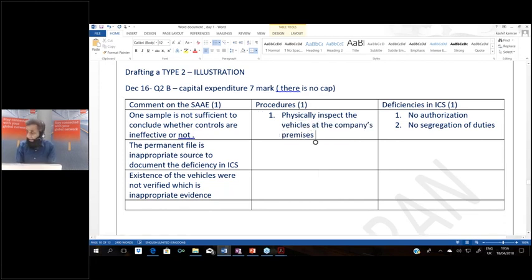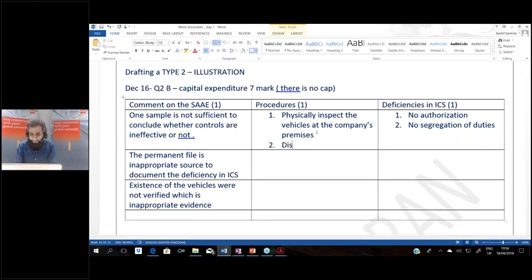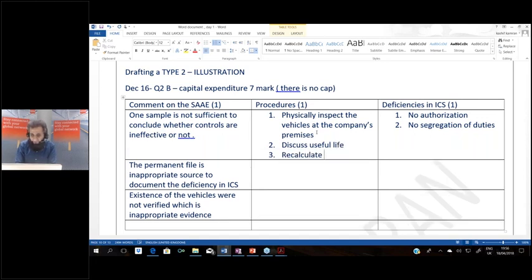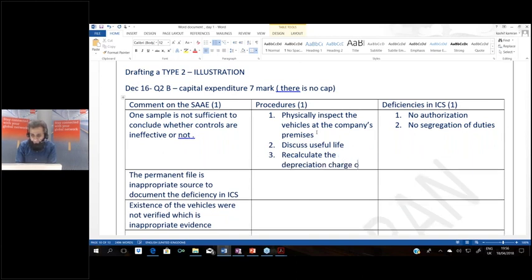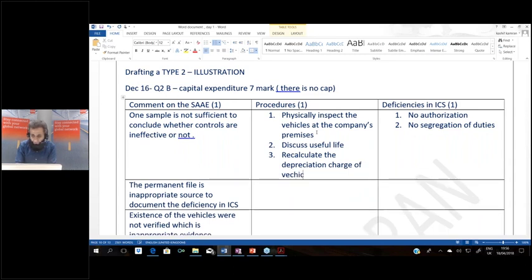And second, have I done the depreciation recalculation of the vehicles? Can I discuss the useful life of the vehicles with the management as a procedure? Discuss useful life. Or can I recalculate the depreciation charge on vehicles? Because I'm working on the capital expenditure.